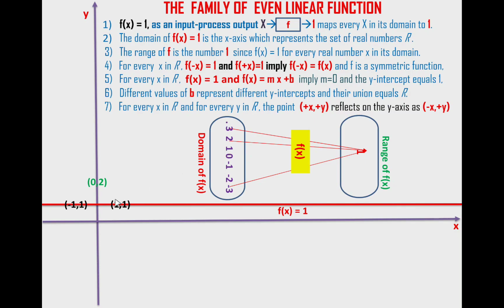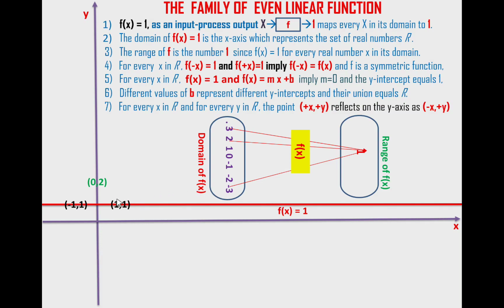And sure enough, 1 comma 1, if it is an object and we consider the y-axis to be a mirror, then the image of this will be minus 1 comma 1, which proves that f of x equals 1 also passes this condition. It reflects 1 comma 1 to the point minus 1 comma 1. Its reflection is minus 1 comma 1. And this applies to all the values. It's not just 1, 1. It applies to 2, 1, 3, 1 and every value.